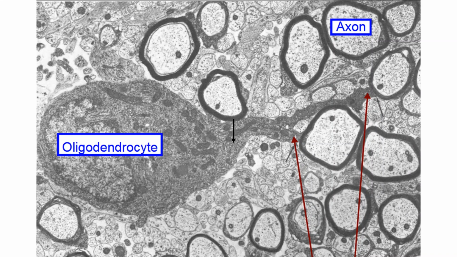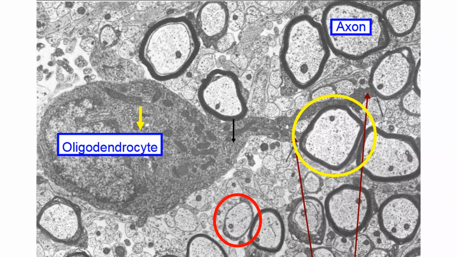This is the real image, the real world image. It is a transmission electron microscope that magnifies things thousands of times, and we can see here an axon which is covered by a very thick dark black area. This is an axon with a myelin sheath, and there are several examples of these myelinated axons.